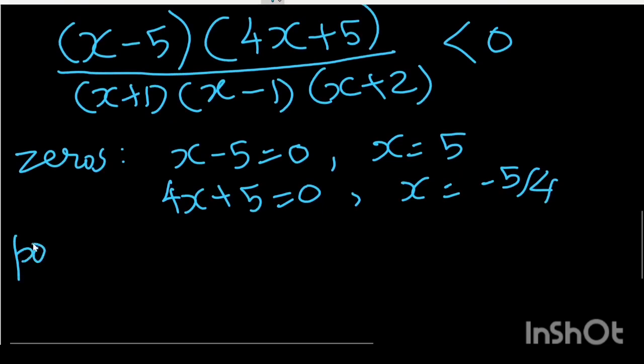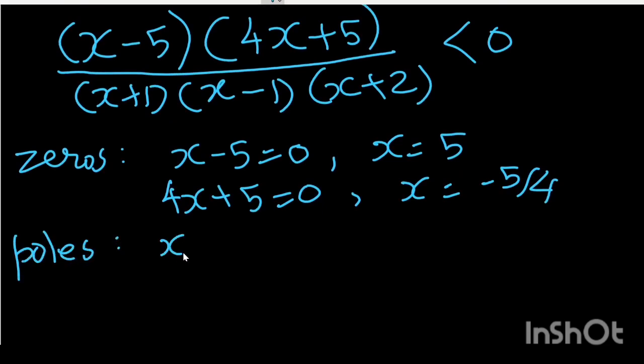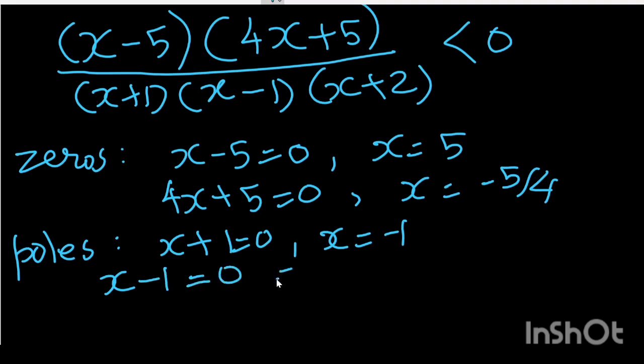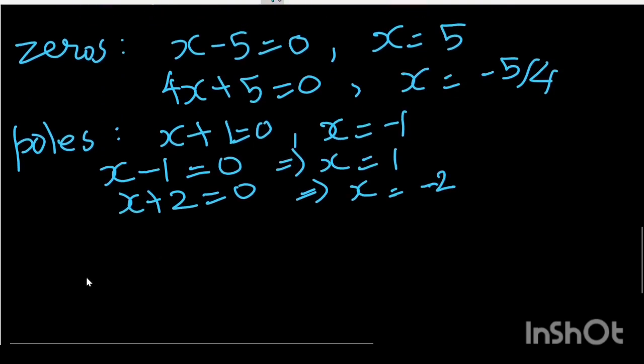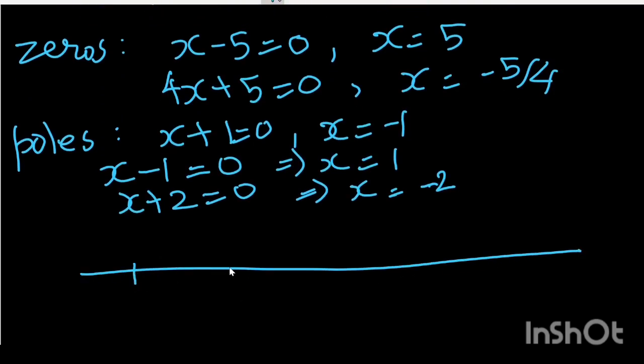Similarly, the poles, we will equate x plus 1 to 0. So we will get x equals to minus 1. Then we will equate x minus 1. So x equals to 1 is another pole. The final pole is when we equate x plus 2 equal to 0, we will get x equals to minus 2. So 3 poles and 3 zeros we got. So plotting them on the number line, there are 5 numbers we need to plot, in which there are 3 poles and 2 zeros.